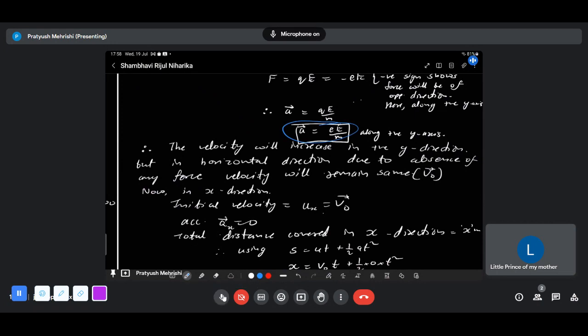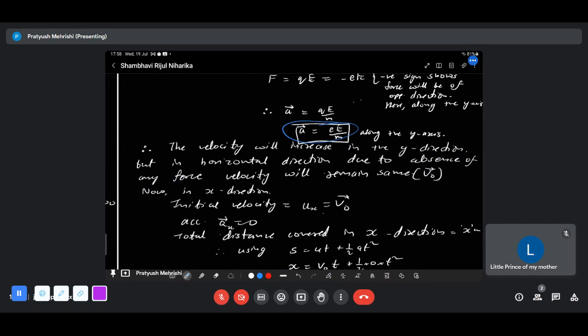Therefore, what will happen? The velocity will increase in the positive y direction. But in the horizontal direction, the x direction, velocity will not increase because no external force is there. Acceleration is not there.